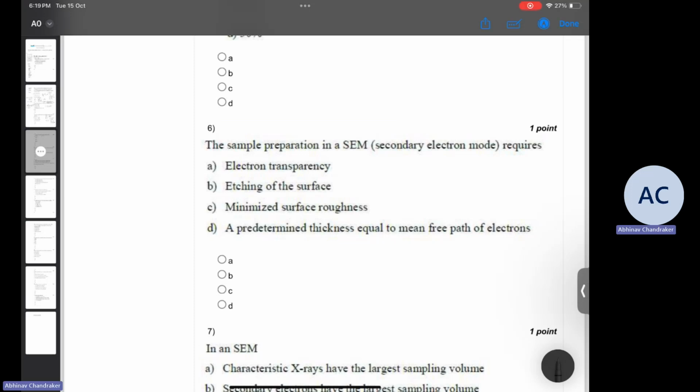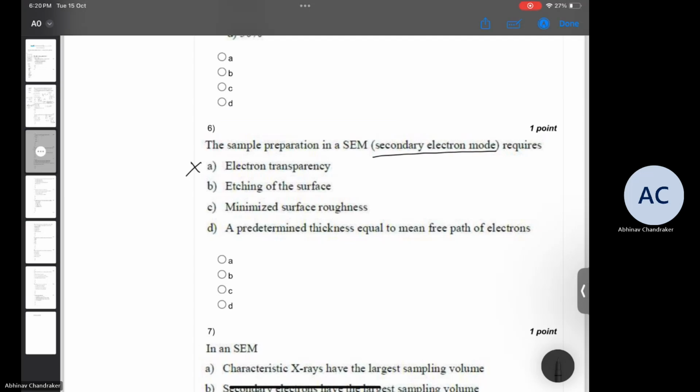So here we are concerned specifically with secondary electron mode. So we are majorly looking at the surface, how the surface is, how its morphology. So we do not want it to be electron transparent, because then there will not be much emission of secondary electrons, because most of the electrons will just go through. That only is useful in TEM, where you deliberately use very thin samples.